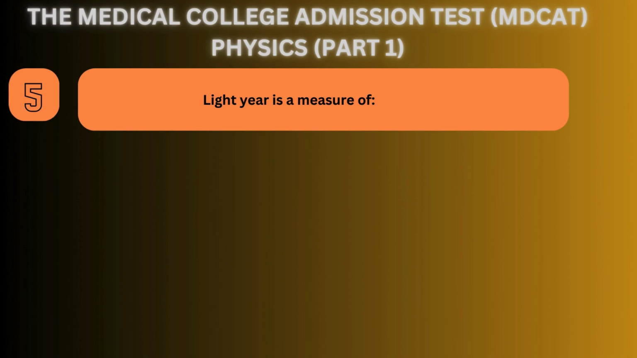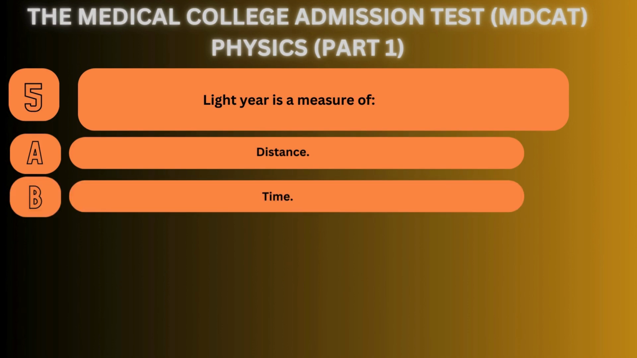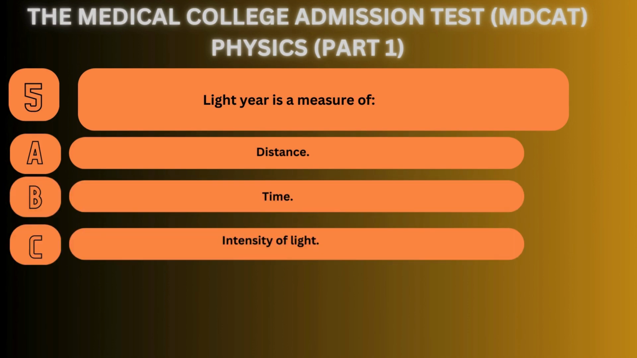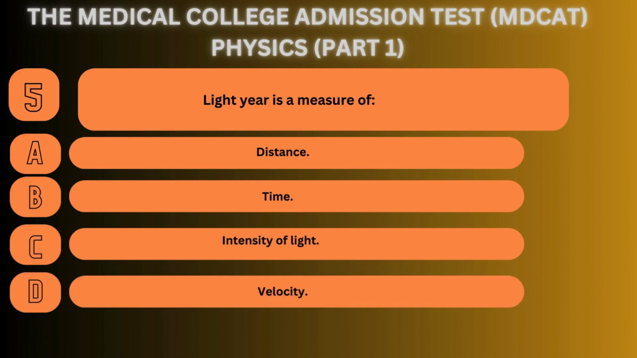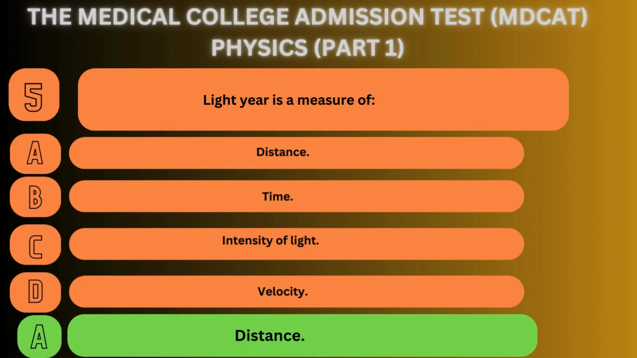Question number 5. Light year is a measure of option A, distance. Option B, time. Option C, intensity of light. Option D, velocity. 5, 4, 3, 2, 1. Correct answer is A, distance.